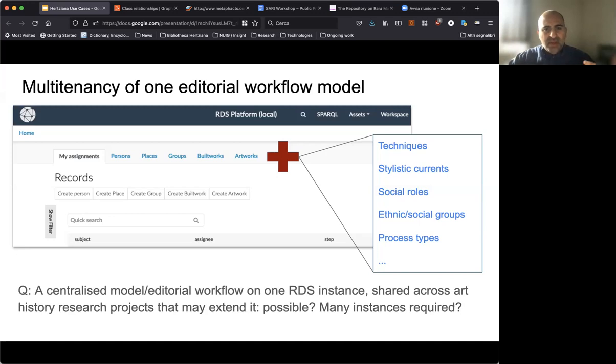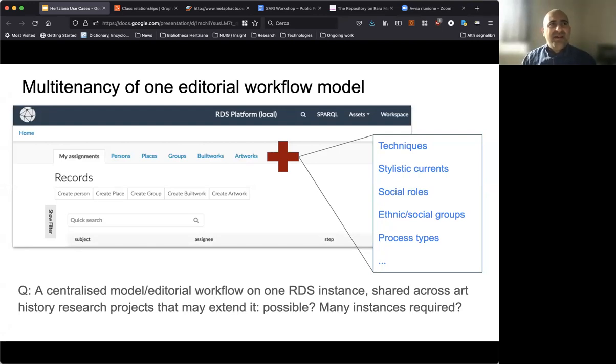So interactions and roles that would be interesting for us to be able to model formally as we would a person, place, or an artwork, types of process, all these things. So what I'd like to figure out basically is whether we can have such an extended model templated on one instance of the RDS local, for one thing. But then the question is, what if I wanted to make this model available to all the leads of those projects who basically I would like to onboard onto RDS?